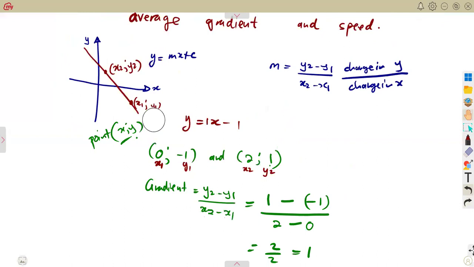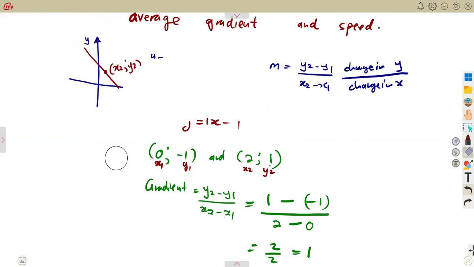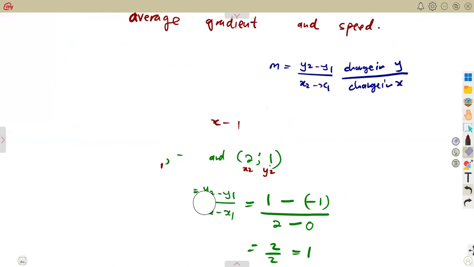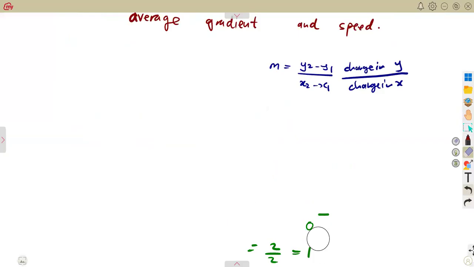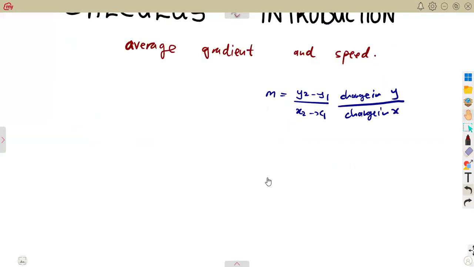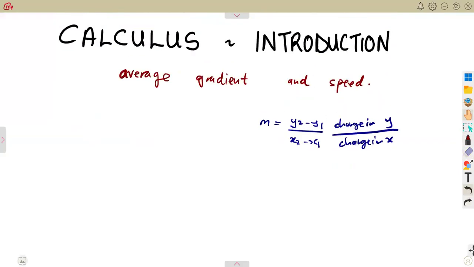But now when you consider a quadratic function, a cubic function, any other function which is not a linear function, the concept of the gradient is going to change. The concept of the gradient is going to change. That's why you calculate what is now referred to as the average gradient.